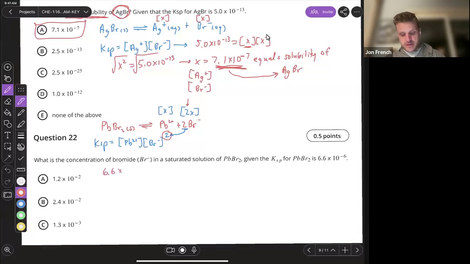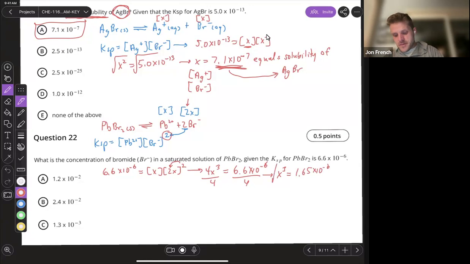So 6.6 times 10 to the minus 6 equals X times 2X squared, right? We multiply that, we get 4X squared. We multiply that by X, we get 4X cubed, equal to 6.6 times 10 to the minus 6. All right, divide by 4. We get X cubed equals 6.6 times 10 to the minus 6 divided by 4. I get 1.65 times 10 to the minus 6.